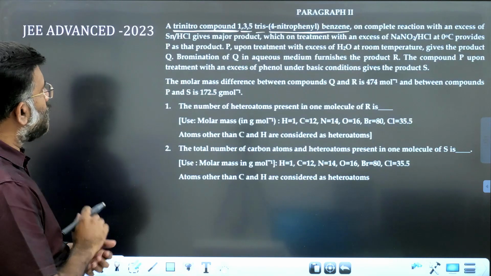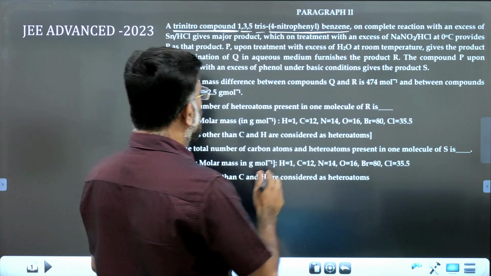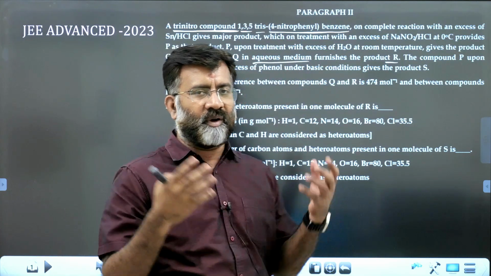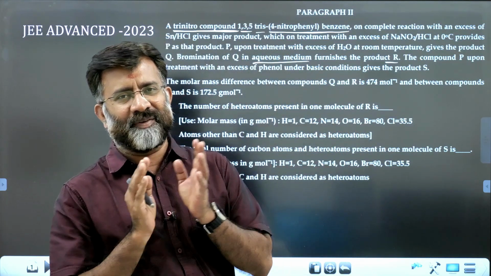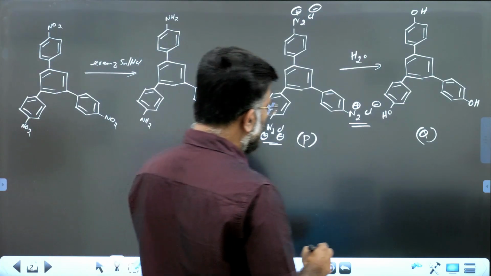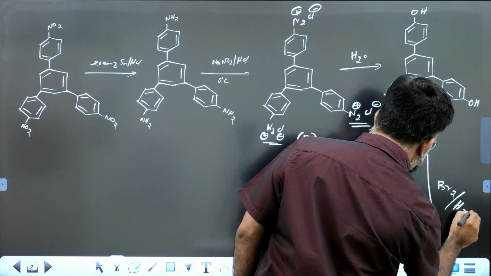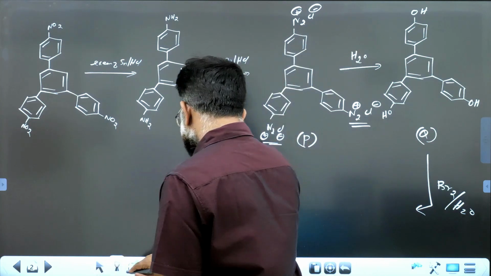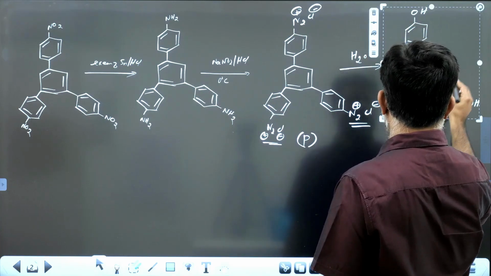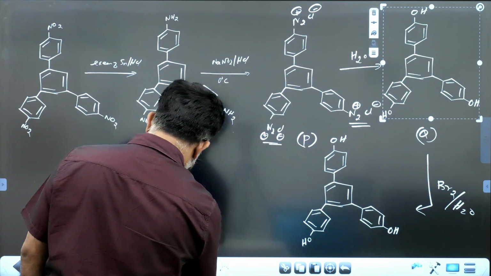And further what happens? Bromination of Q in aqueous medium furnishes product R. In aqueous medium there will be exhaustive bromination, as we are dealing with the phenol derivative. What will happen is there will be bromine substituted at all possible ortho and para positions. I think no para is possible here, isn't it?